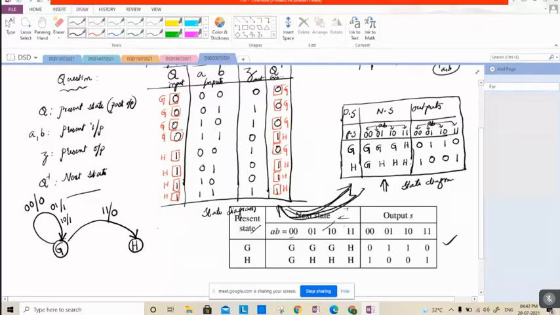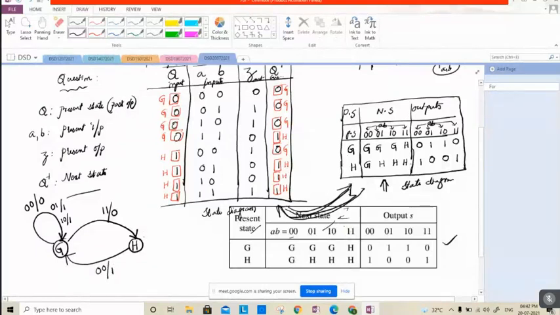All 4 combinations? Yes, sir. 0, 0; 0, 1; 1, 0; 1, 1. Now we need to move to H. In H, if 0, 0 is my input combination, what is my next state? G and 1. So if it is 0, 0, the next state is G and output is equal to 1.